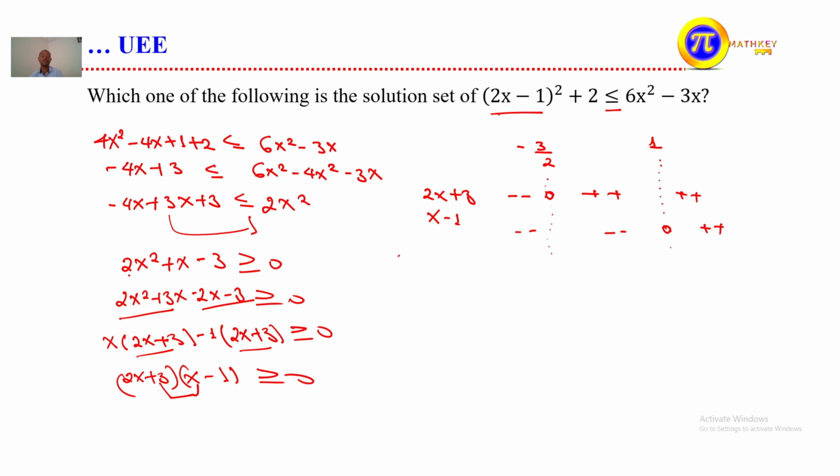So take the product of these. This means 2x plus 3 times x minus 1. Here it is negative, here it is negative, negative times negative becomes positive. Similarly, here it is 0, here it is negative, their product is 0. Here it is positive, here it is negative, their product is negative. This is positive, this one is 0, their product is 0. This one is positive, again this is positive, their product is positive.